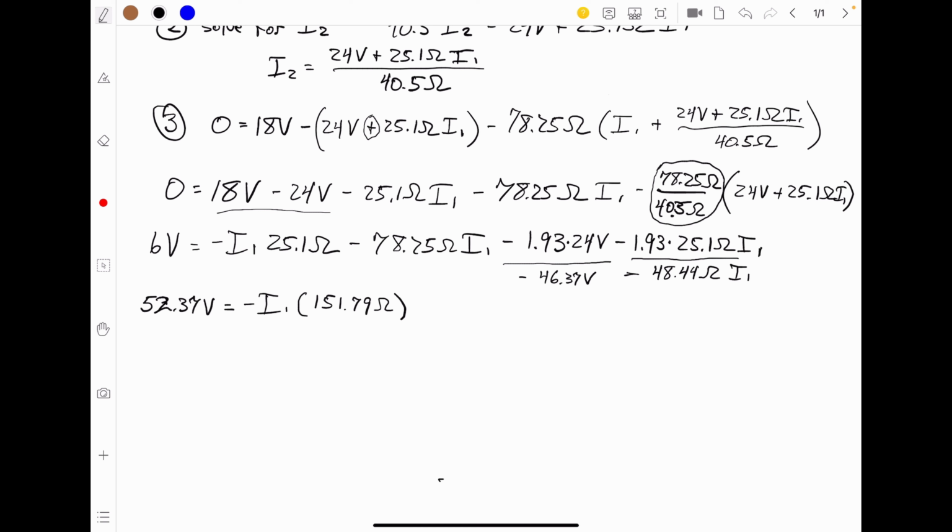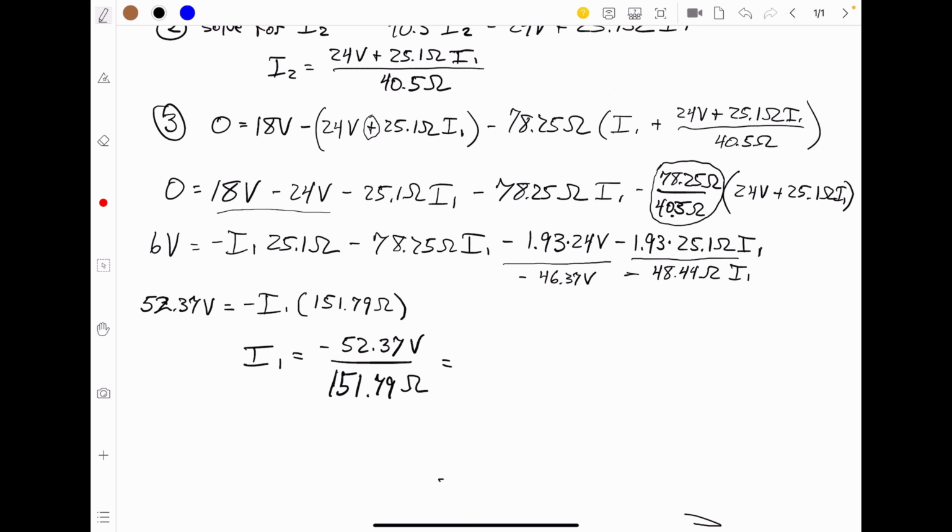And we'll solve for I1. I1 equals negative 52.37 divided by 151.79. This is volts and this is ohms. So volts divided by ohms is amps. And so we're going to end up with whatever that is.